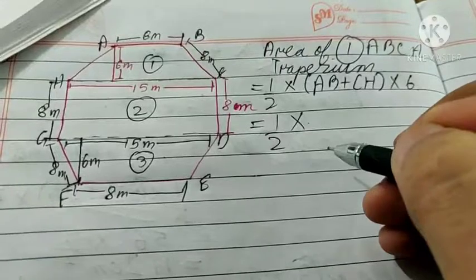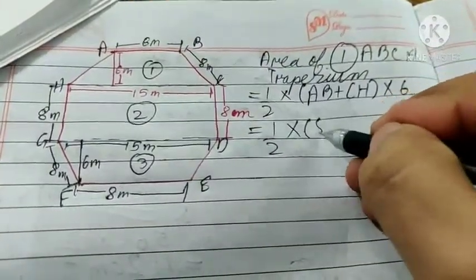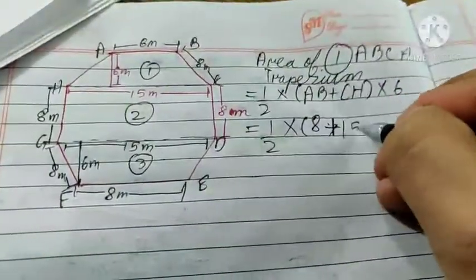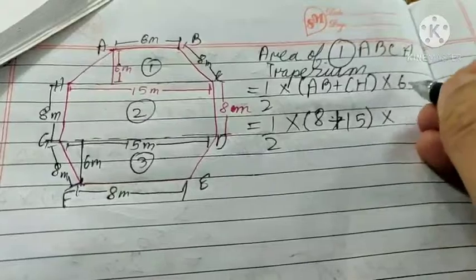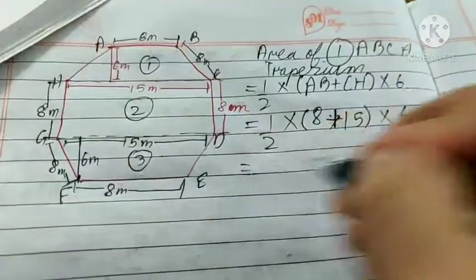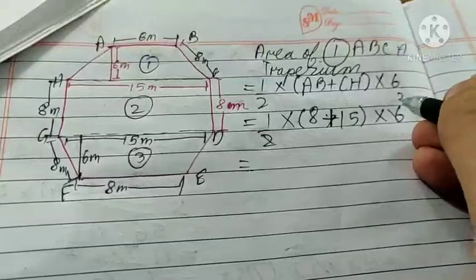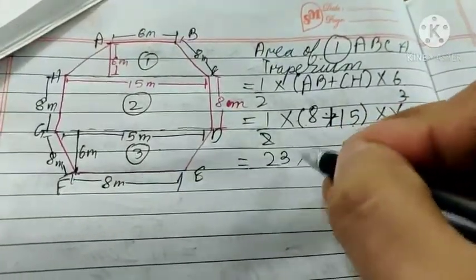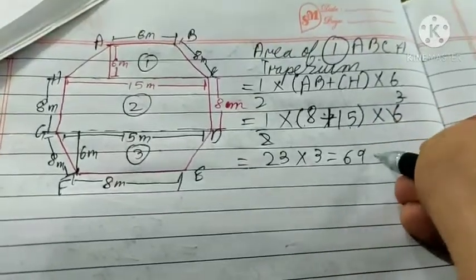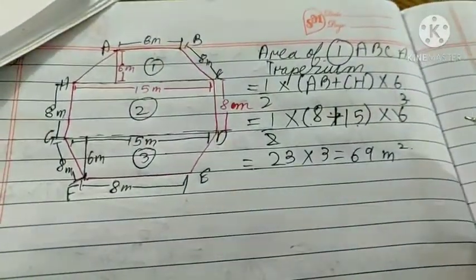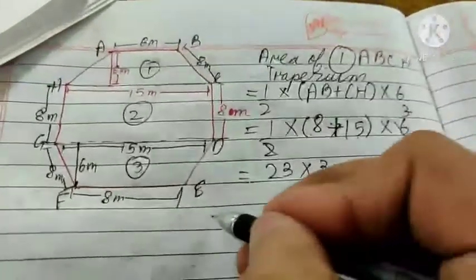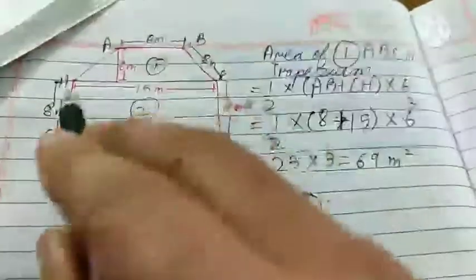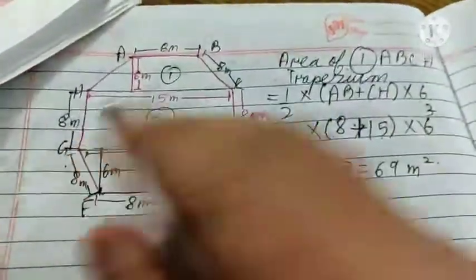Half into, what is AB? AB is 8 here plus CH, it is 15 here, into 6 here, that is cut by 2 and we are left with only 3. So 8 plus 15 is 23, into 3 it is 69 meter square. Okay, now area of 2. What is 2? CDGH.